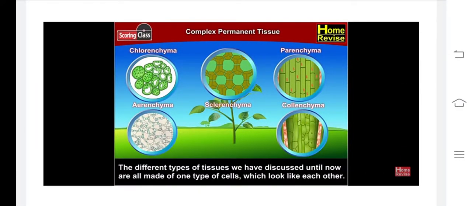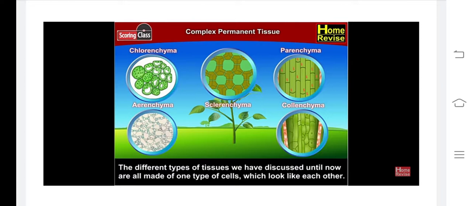In the previous classes, we have discussed different types of plant tissues, such as meristematic tissues and permanent tissues. Permanent tissues are again two types based on the nature of cells and structures and functions. Observe this slide, children. What are the different types of simple permanent tissues?